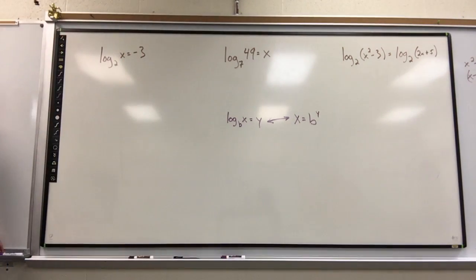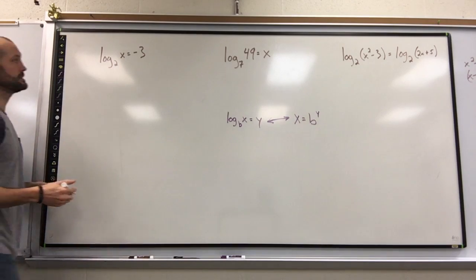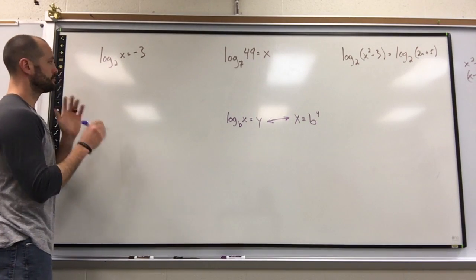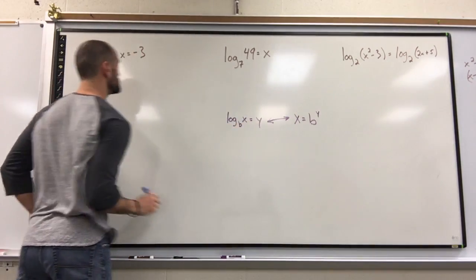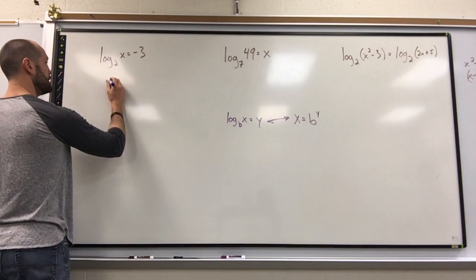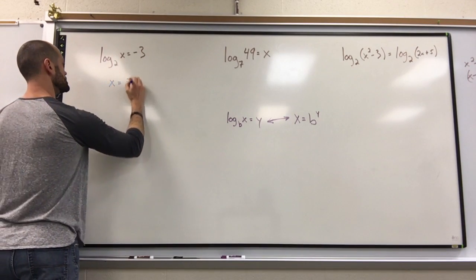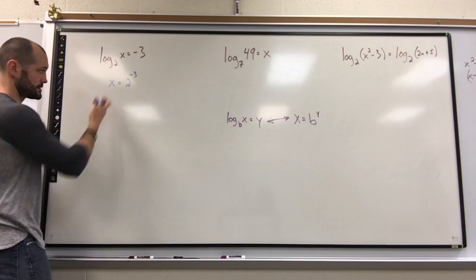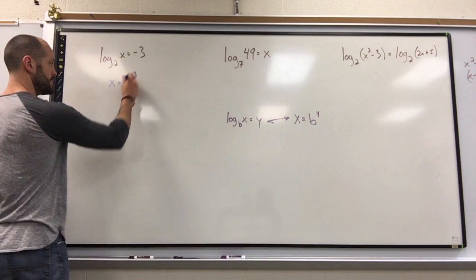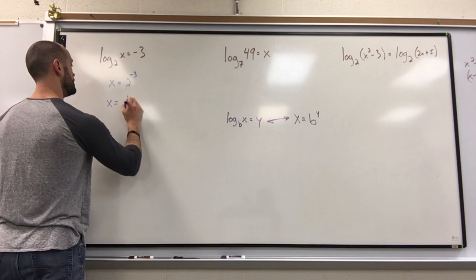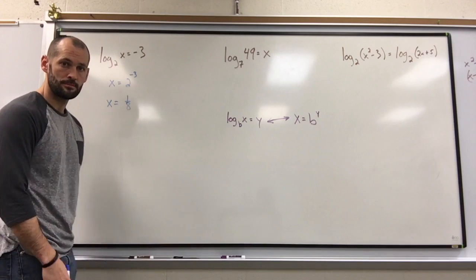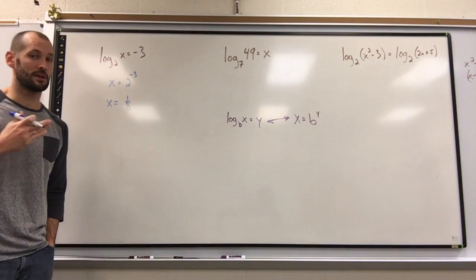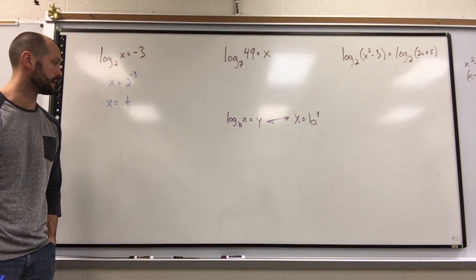So the first one says log base 2 of x equals -3. So what I'm going to do is use this and transform this into x equals 2 to the -3rd. Well, notice, now I just evaluate. 2 to the -3rd is 1/8, and I'm done. If you're good with powers, they really do move that fast, okay?